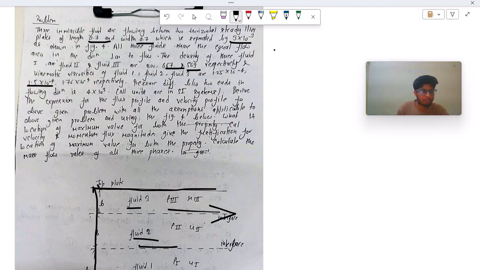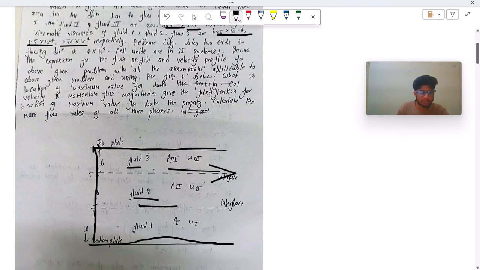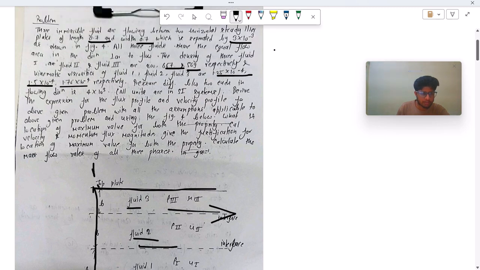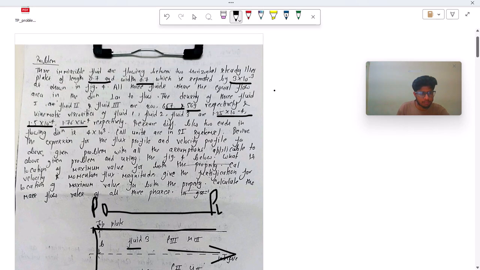and the viscosities are 1.5 times 10 to the power minus 4, 1.76 times 10 to the power minus 4, and 1.25 times 10 to the power minus 4. These are the three viscosities of the fluids. The pressure at this point is taken as P naught and at this point as P L at length L. The difference between these points is given as 4 times 10 to the power 3 Pascal. Basically, this is the pressure difference between the two ends in the flowing direction.